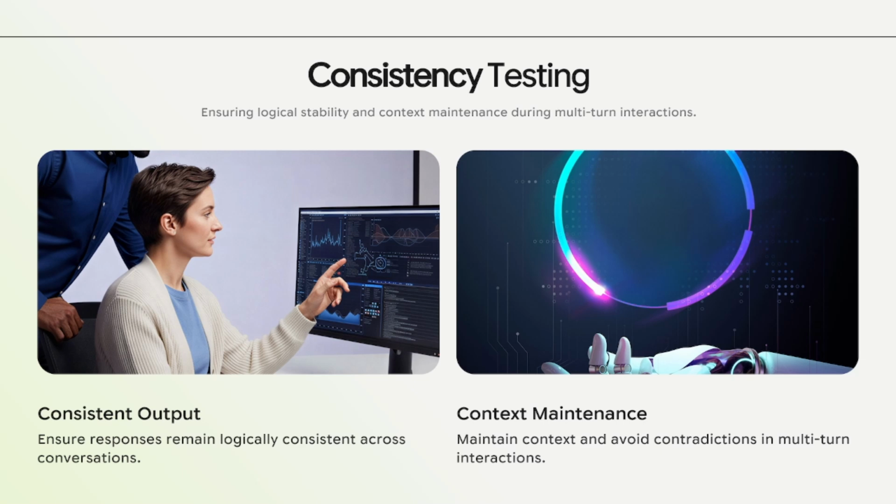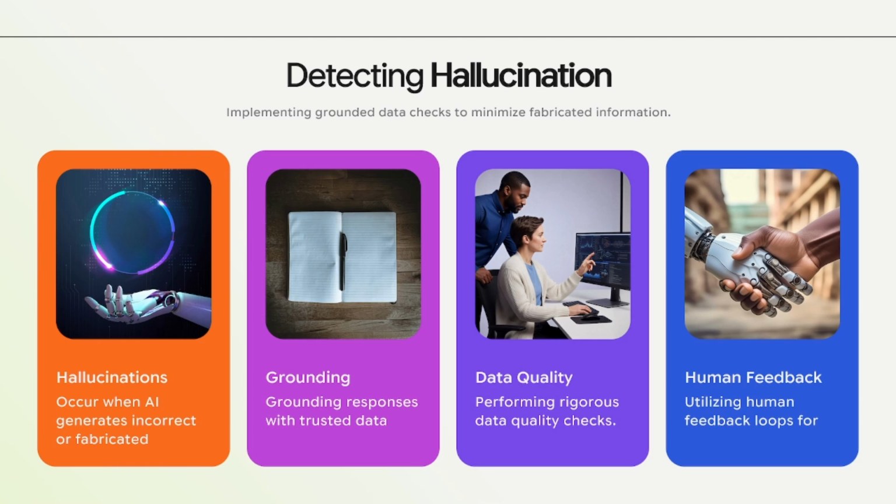Consistency testing. Make sure that the agent generates consistent outputs. If it is drifting, then you need to redesign. Ensure responses remain logical and consistent across the conversation. For context maintenance, maintain context and avoid contradiction in multi-turn interactions.